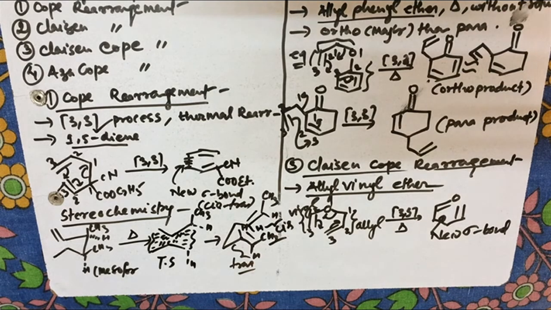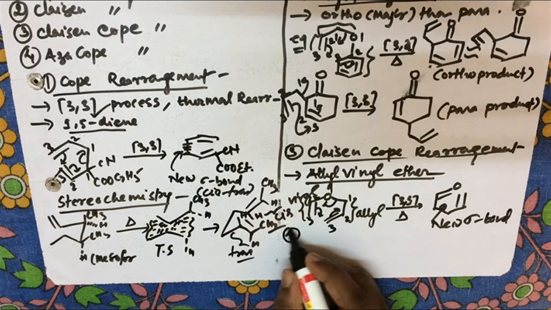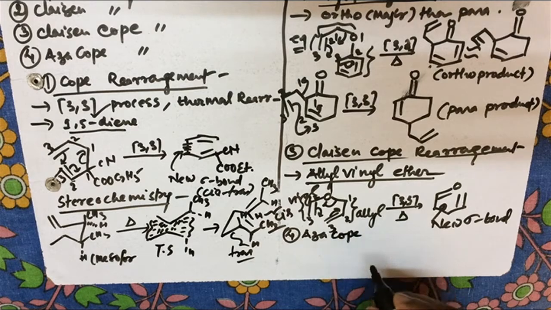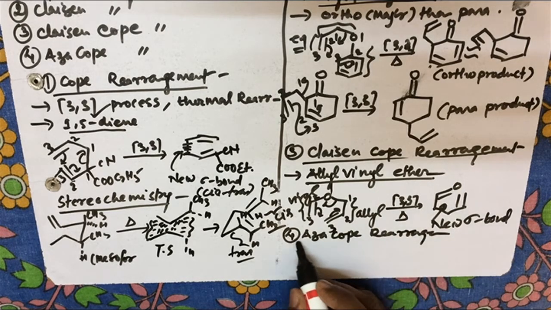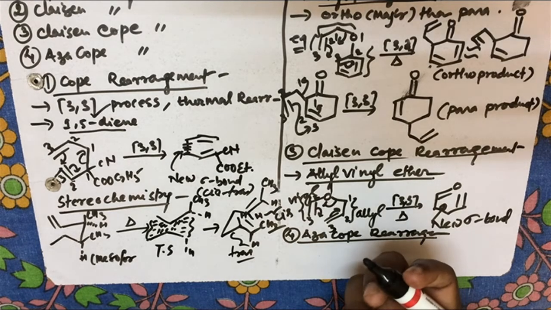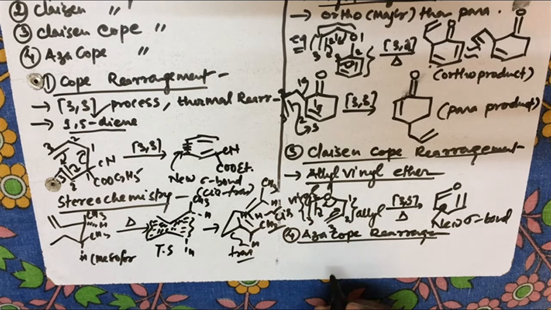Now discuss the fourth and last one, the Aza-Claisen rearrangement. So what is it? If you guess the idea, there is a nitrogen group in between the allyl and vinyl group, like secondary, tertiary amine. So this is the Aza-Claisen rearrangement.